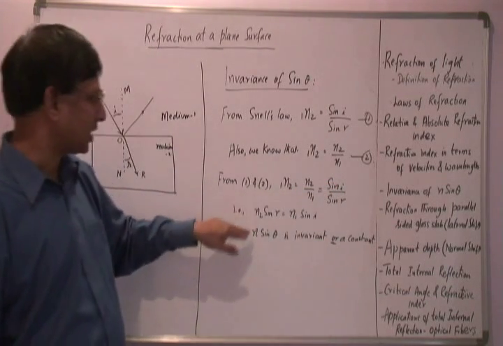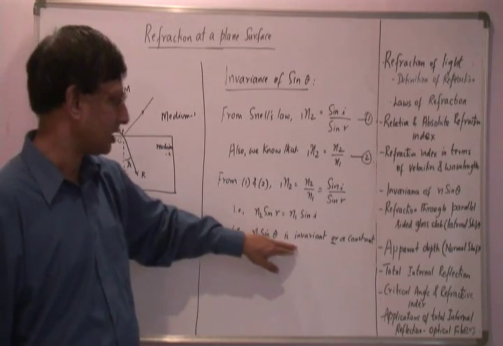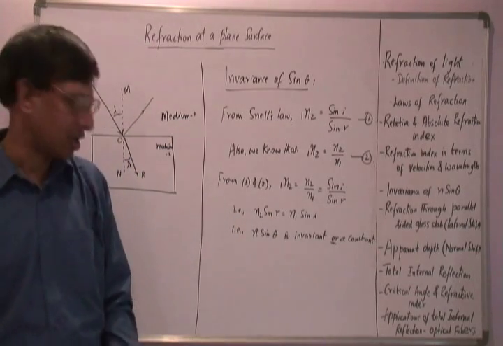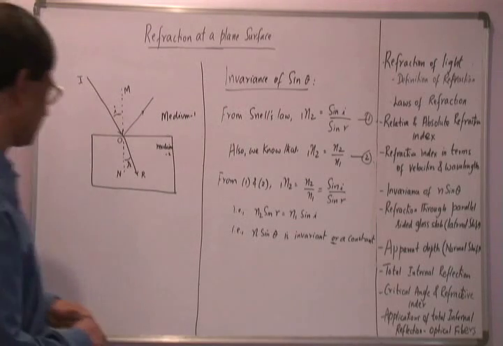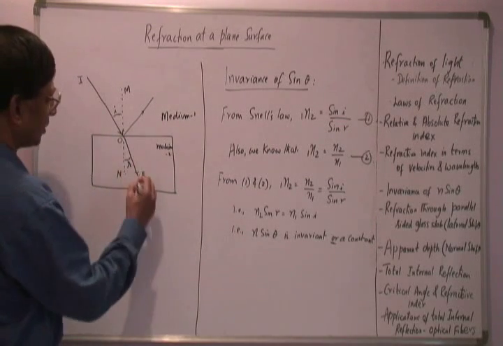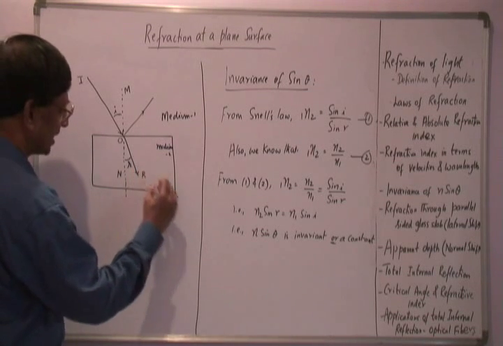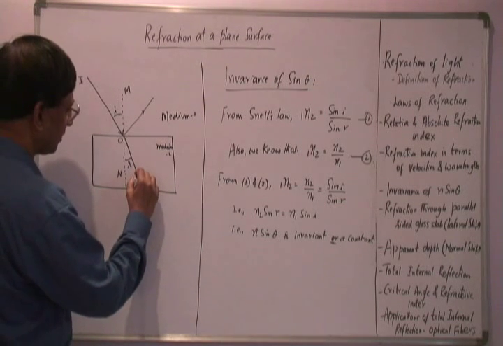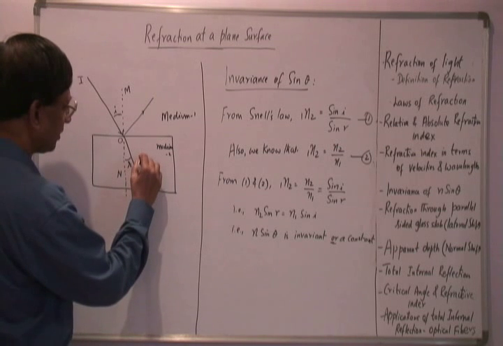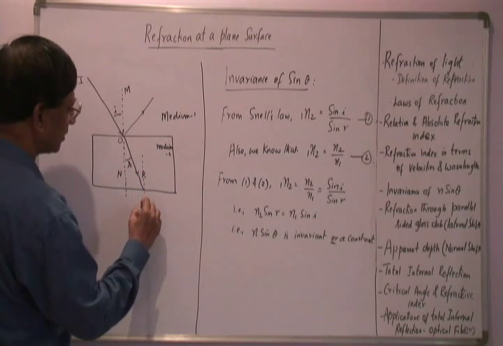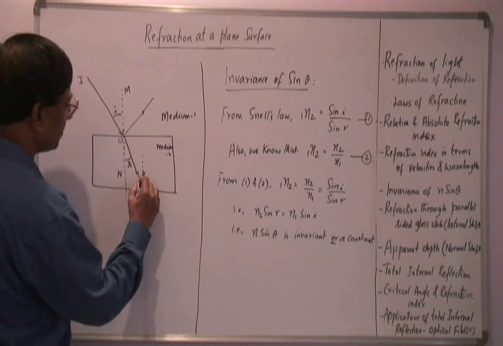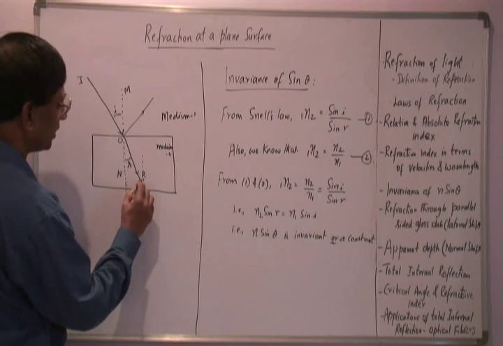So this equation shows that N sin theta in general is invariant. That means it is a constant. For example, if I were to make light travel from this glass slab back to again air, then this would be a ray of light, and then when it gets refracted, this is the normal. This would be the angle of refraction again here, R.